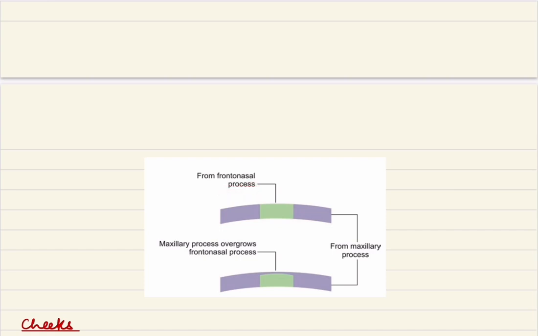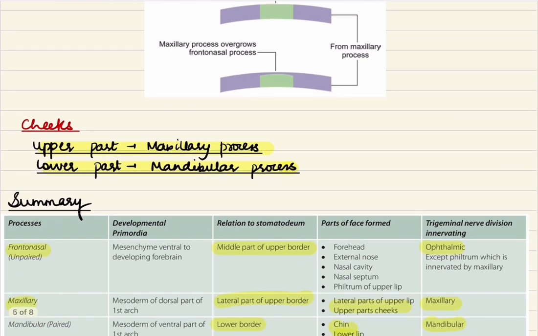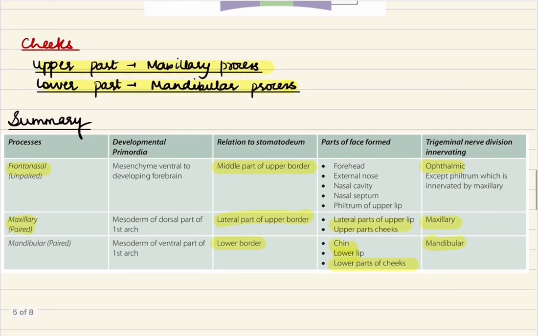Now we'll see how this affects the innervation in a minute. Now coming to the cheeks, the upper part is formed by the maxillary process and the lower part by the mandibular process. Now, this was all about the general development of the face, and we'll quickly summarize it. There are three main processes: the unpaired process being the frontonasal process, and a couple of paired processes being the maxillary process and mandibular process.